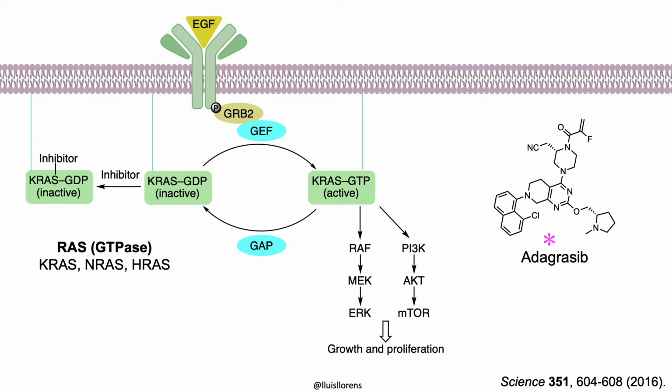Adagrasib, like sotorasib, is a covalent inhibitor of KRAS G12C that suppresses KRAS G12C signaling and tumor cell growth by binding to the GDP-bound form of the protein. The model suggests that the RAS inhibitor and guanine exchange factors, GEFs, compete for binding to KRAS GDP. Drug-bound KRAS GDP is not susceptible to exchange factors and exits the cycle, thus lowering the levels of active KRAS.